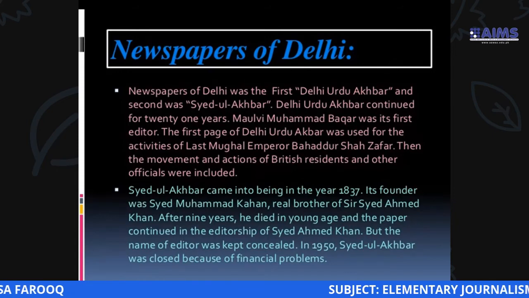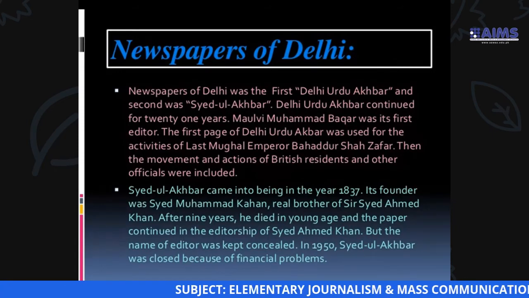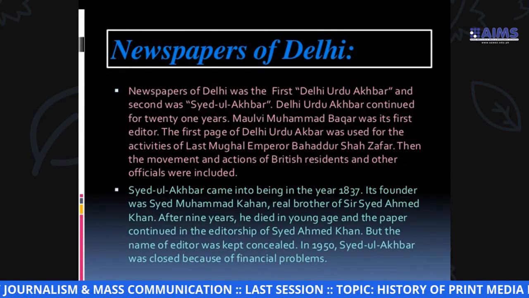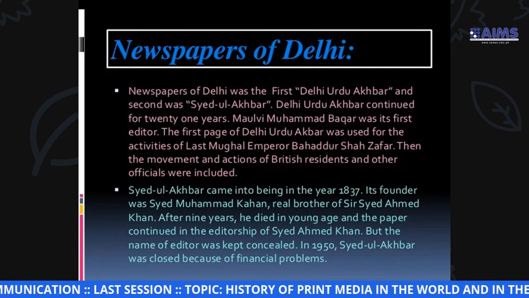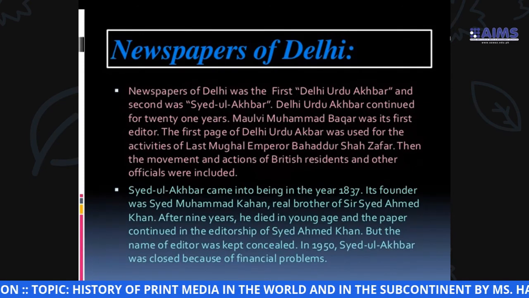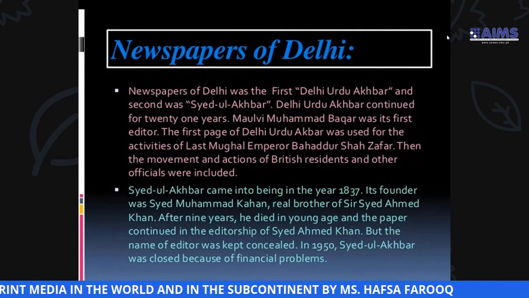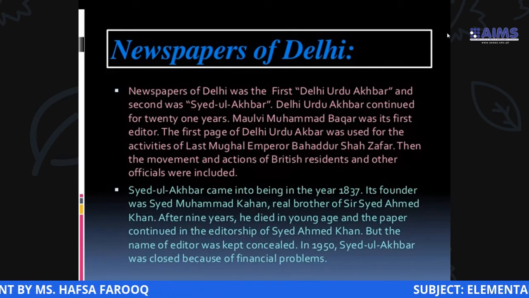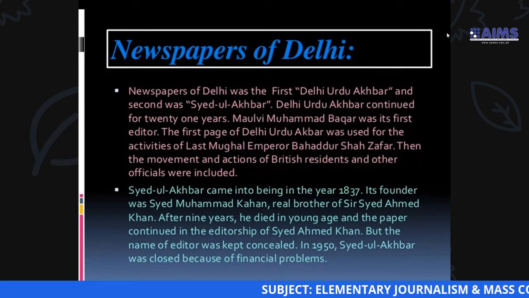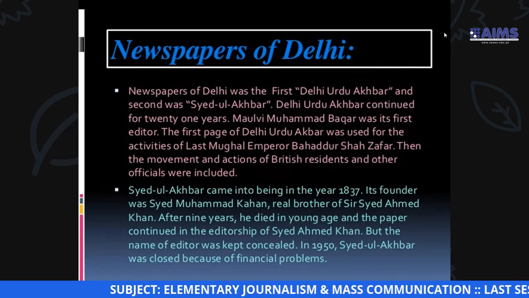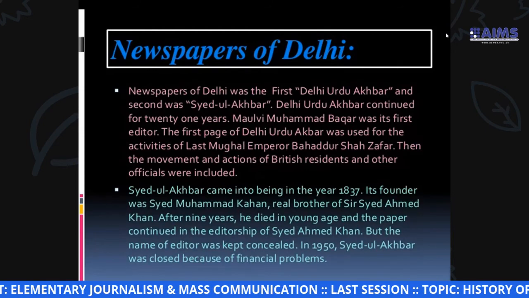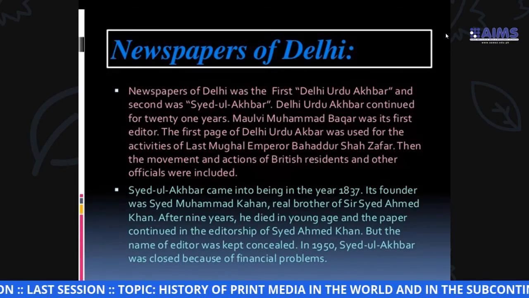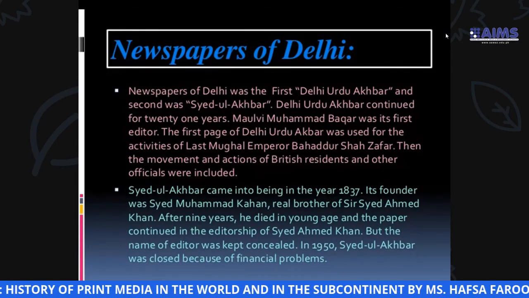Then the movement and actions of British residents and other officials were included. Sayyidul Akbar came into being in the year 1837. Its founder was Sayyid Muhammad Khan, real brother of Sayyid Ahmad Khan. After 9 years, he died at a young age, and the paper continued under the editorship of Sayyid Ahmad Khan. But the name of the editor was kept concealed. In 1850, Sayyidul Akbar was closed because of financial problems.